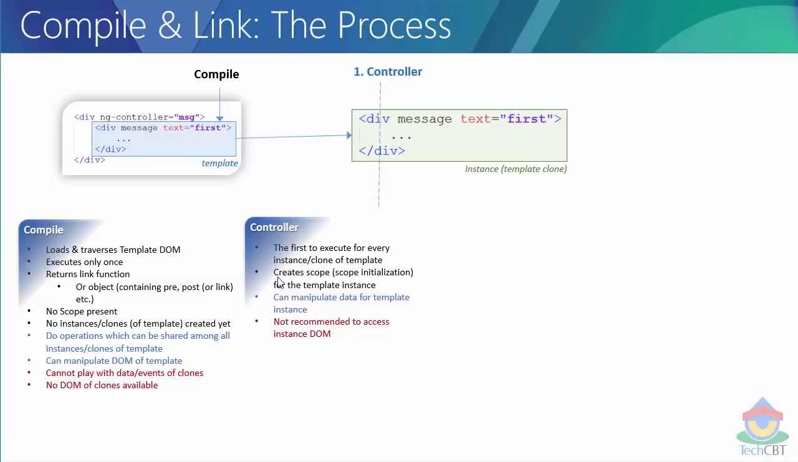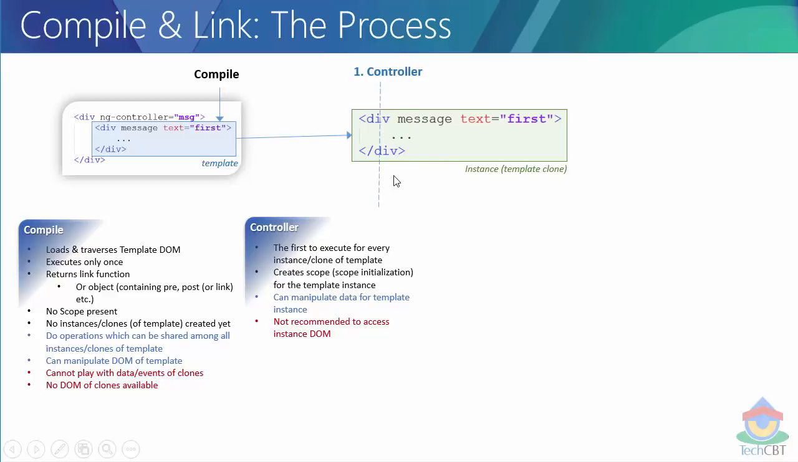So if the developer needs to provide any kind of data to this instance, the controller is the best place to start, where the scope is really going to be initialized. And as the scope is made available at this stage, you still have the option to manipulate the data as part of the template instance. So you can use the scope, or you can use other ways to figure out how to provide the data to your template.